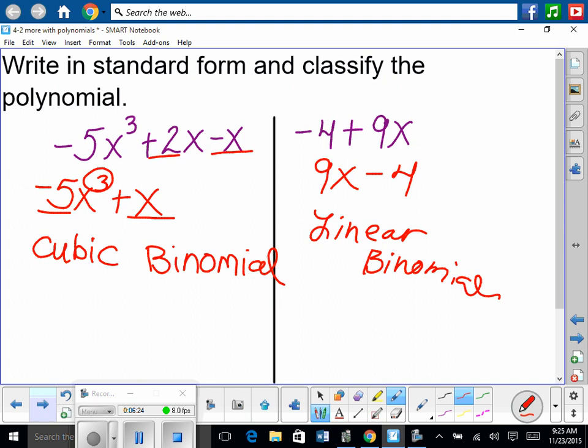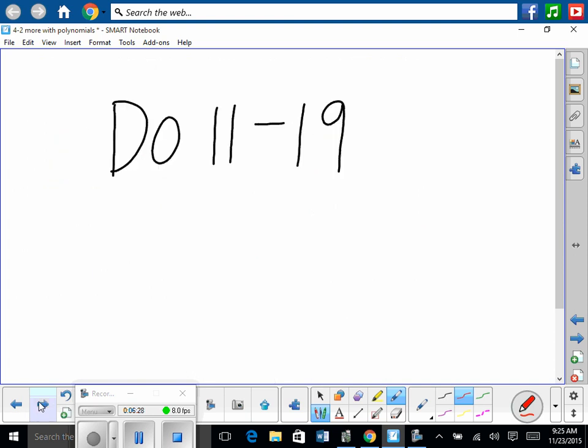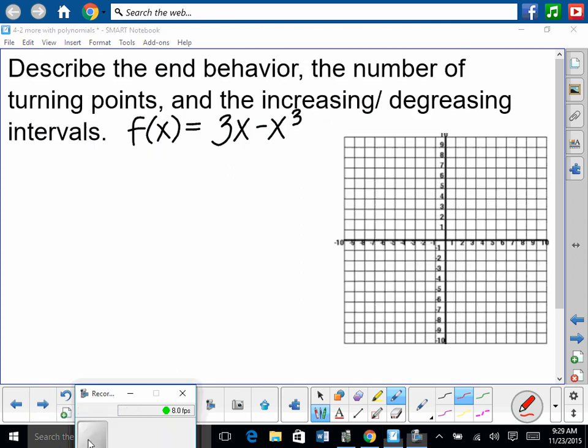Okay, very good. Any questions on how to name a polynomial? I'm not going to do any more examples then. So I'm not going to name those. Do problems 11 through 19. Ready, set, go.